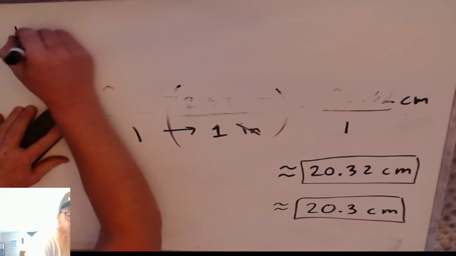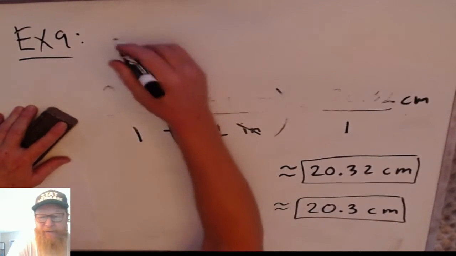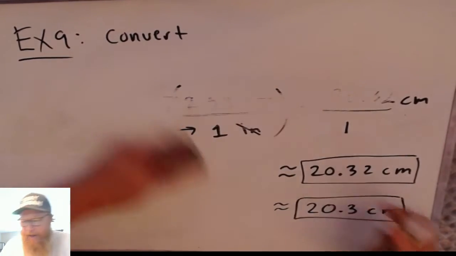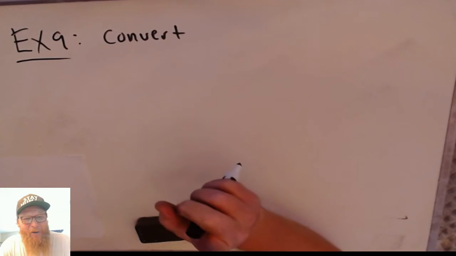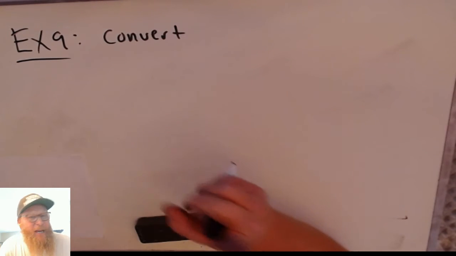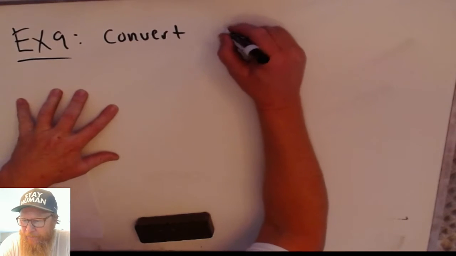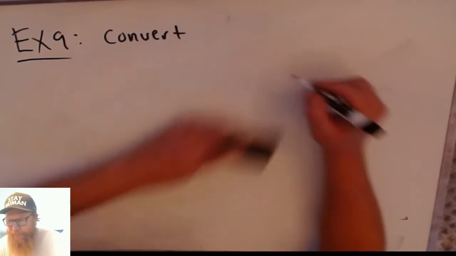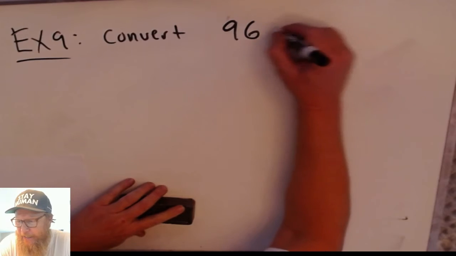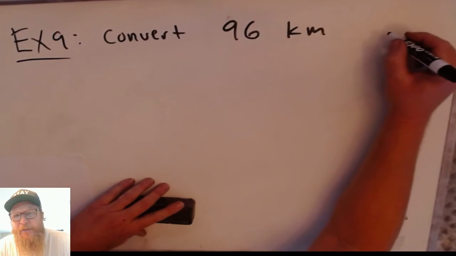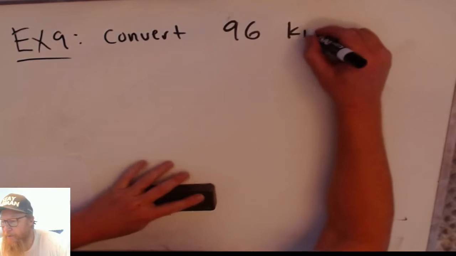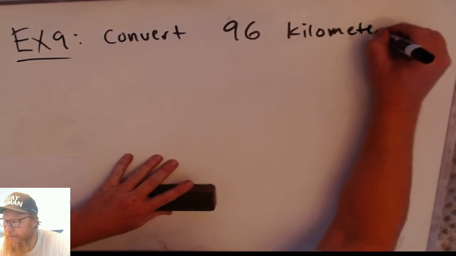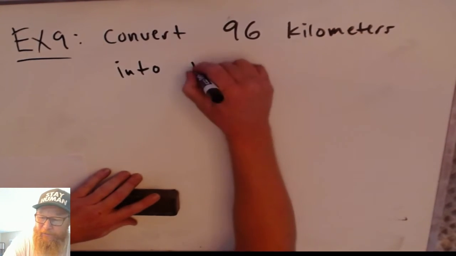One thing that you might notice on your car, or if you're traveling, is miles and kilometers on your speedometer. It'll say you're going 70 miles an hour, but then it'll say 100 kilometers, 105 kilometers or something like that, right? So let's convert 96 kilometers, km, here I'll write the whole word out, kilometers, into miles.